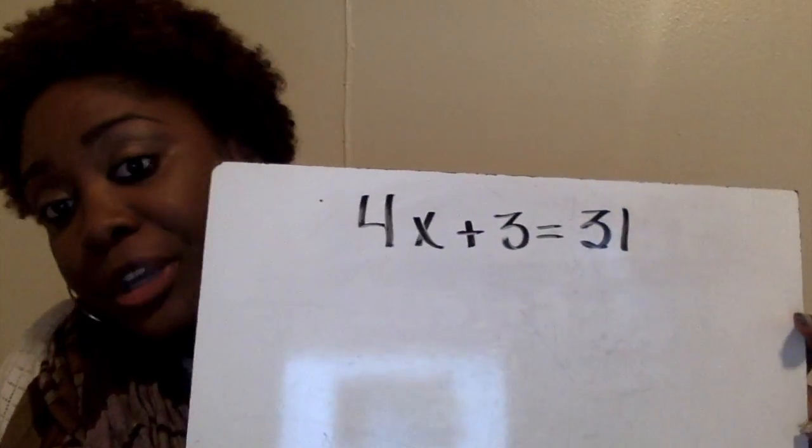Now, what if we don't have the slightest idea, they don't give us the x value, and we want to figure out what x is. So let's say we're going to do 4x plus 3 equals 31. Okay? 4x plus 3 equals 31.